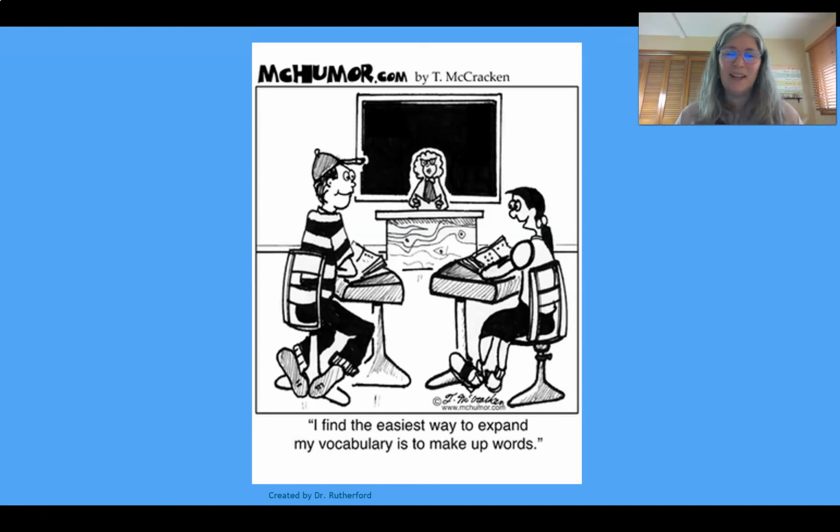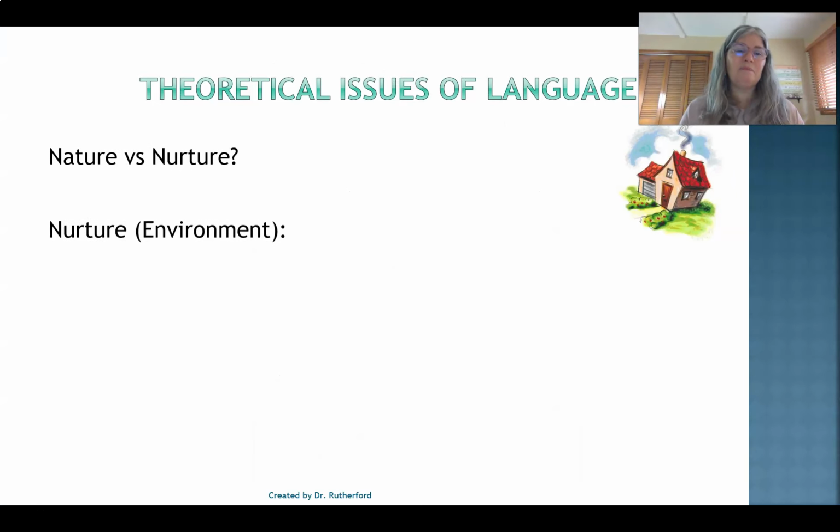So I thought this was kind of cute and related. "I find the easiest way to expand my vocabulary is to make up words." Okay, well, not necessarily, but kids do make up their own understandings.